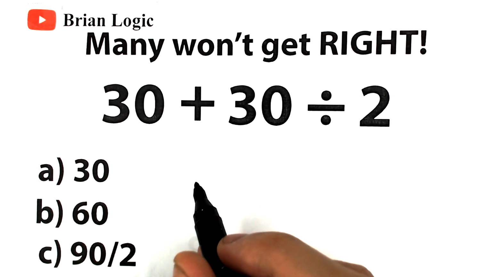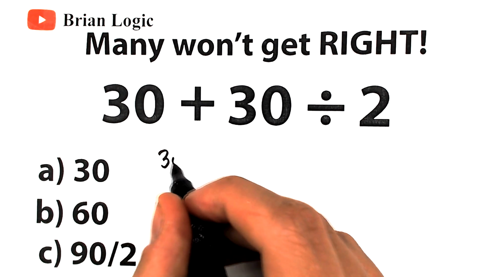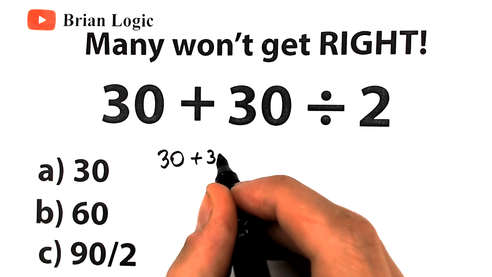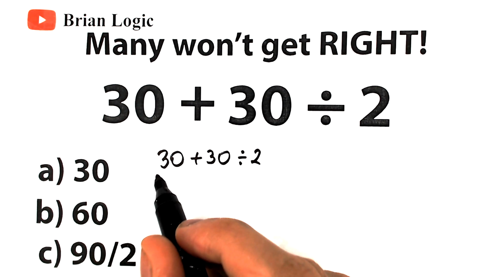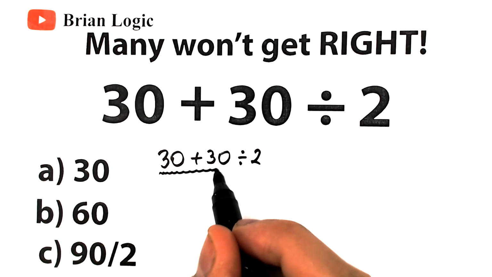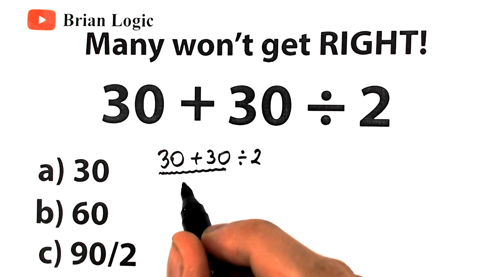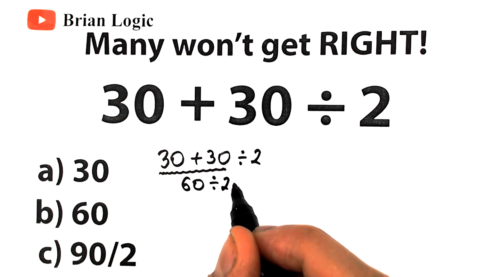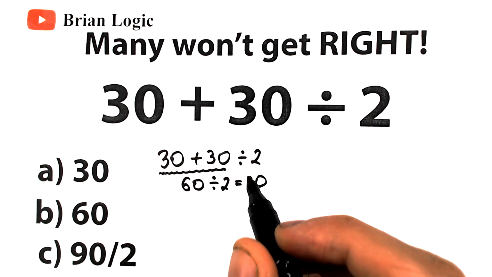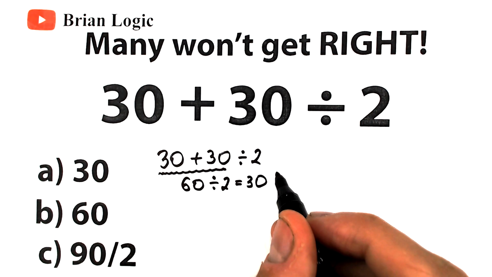So there are two types of students. The first type of students solve this question like that. So we have our question 30 plus 30 divided by 2. They start from the left hand side. We have 30 plus 30 equal to 60, and with this division by 2 we have 30. So one type of students solve this question like that, and they say the correct answer is option A.